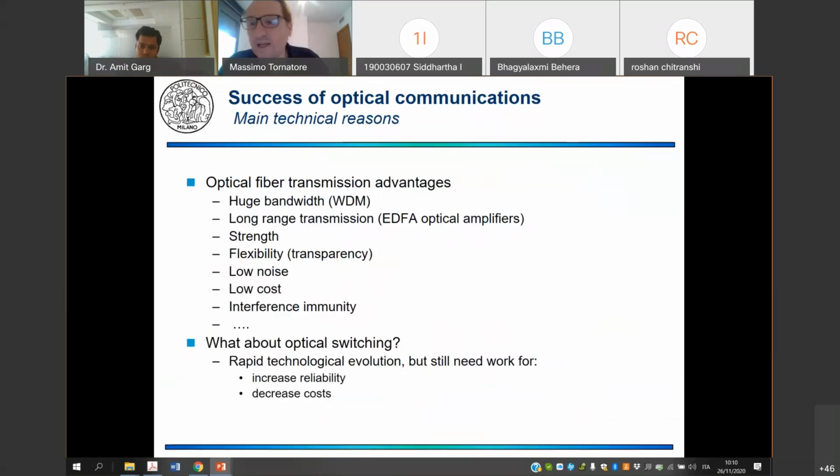So I'm not going to spend much time here. We all know that using fiber optics has a reason. There are very strong technical motivations for which we use it.